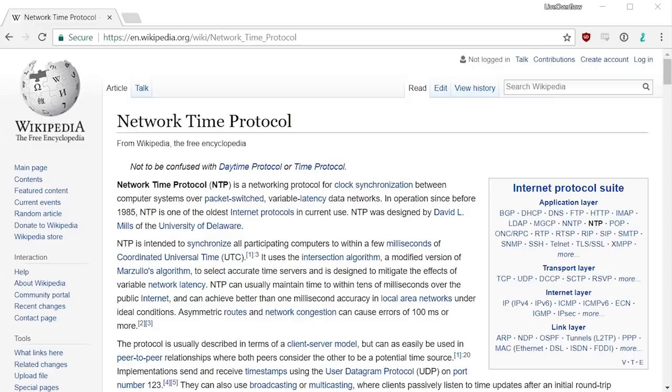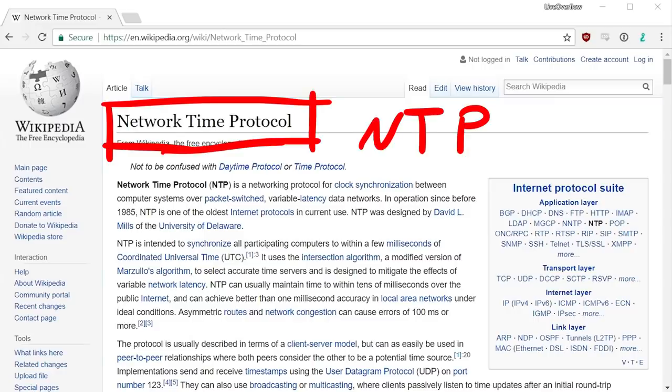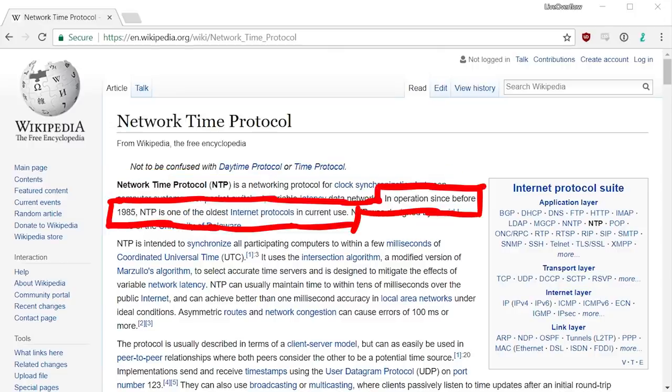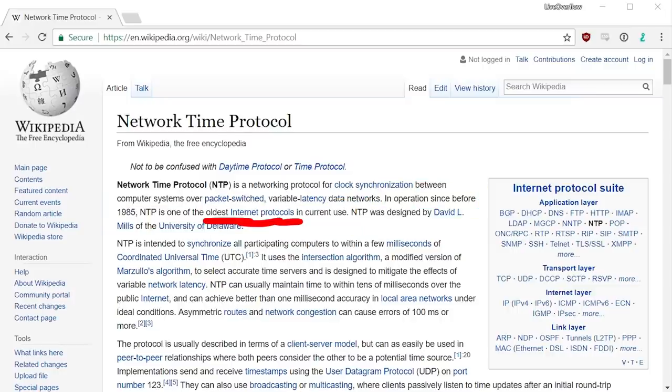And I mean, you probably know that's what NTP, the Network Time Protocol, is for. NTP is a network protocol for clock synchronization between computer systems over packet-switched, variable-latency data networks. In operation since before 1985, NTP is one of the oldest internet protocols in current use. And what do we think when we hear about old protocols? They are generally from a time where transport security was not really a concern.